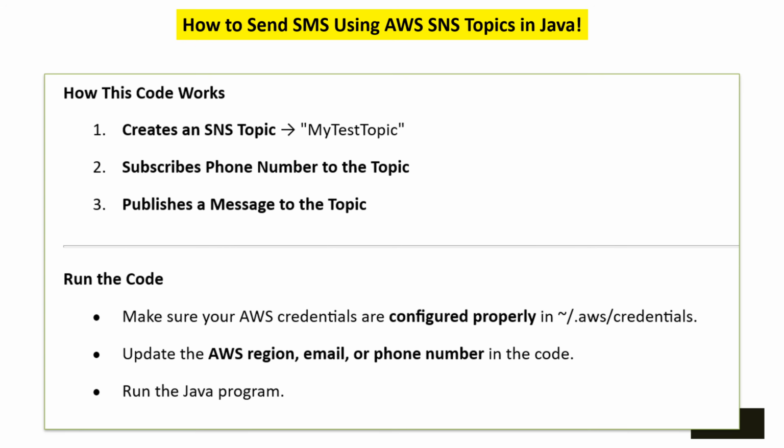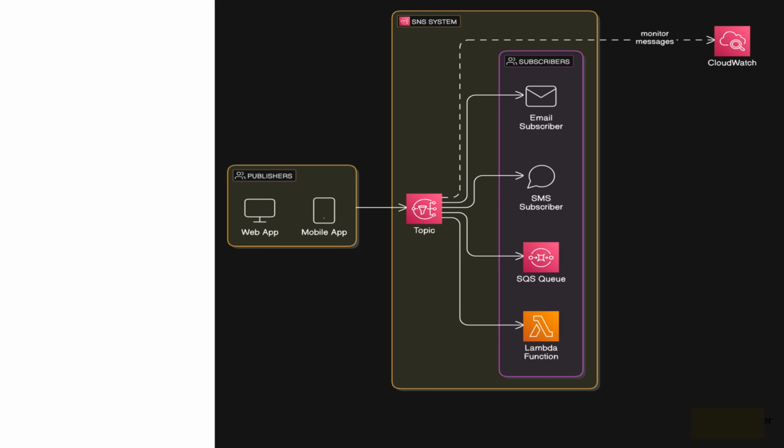In this video tutorial, I will explain how to send SMS using AWS SNS topics in Java. In this diagram, you can see three participants: publishers, topic, and subscribers. We will write a Java program which will act as a publisher and send a message to a topic, and an SMS subscriber will receive the message from the topic. We will see how to do that.